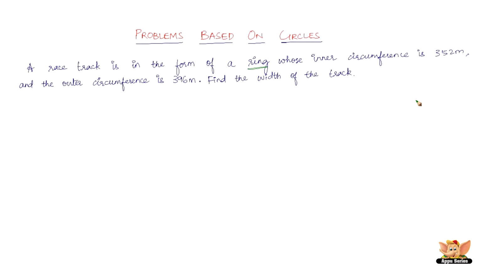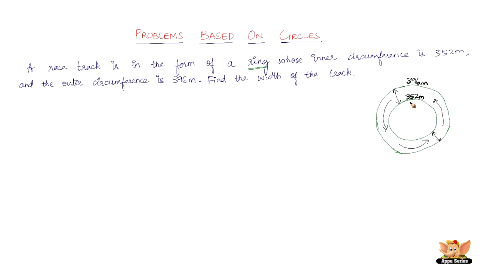So say it is something like this. The inner circumference is 352 meters. And the outer circumference is 396 meters. So this is the track, right? We've got 396 meters and 352 meters, and this is the track. So what we have to do here is find the width of the track. So we need to find this width. It's going to be constant all around.